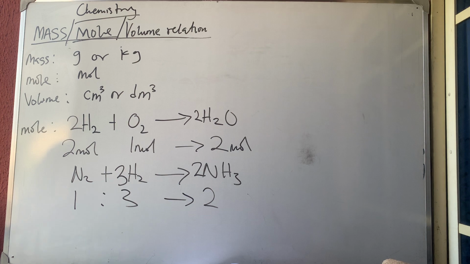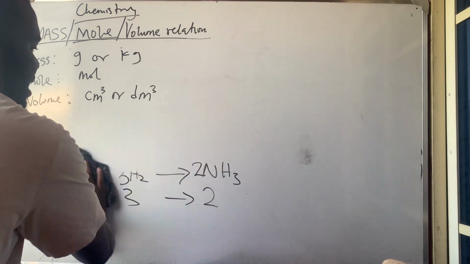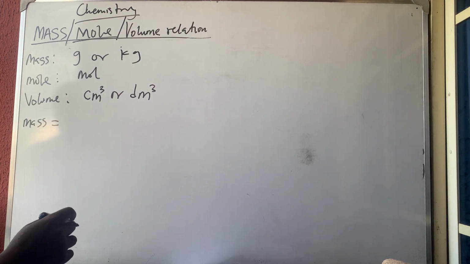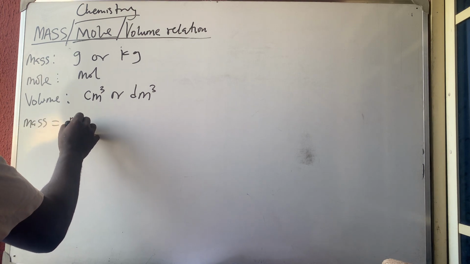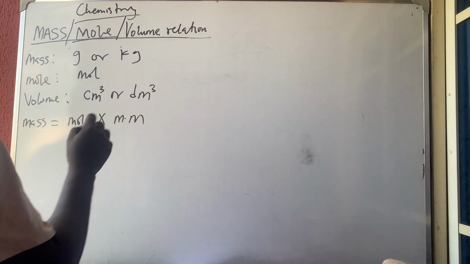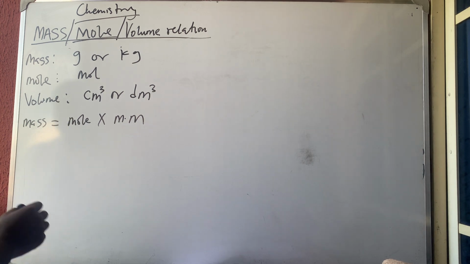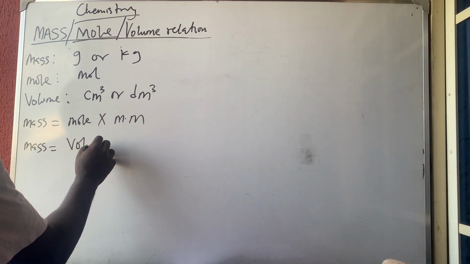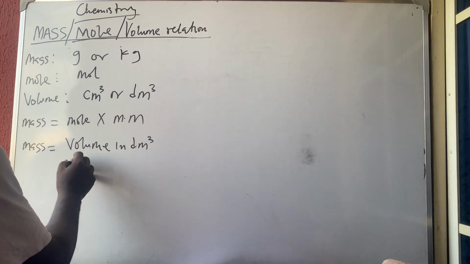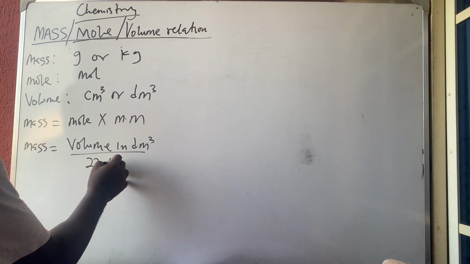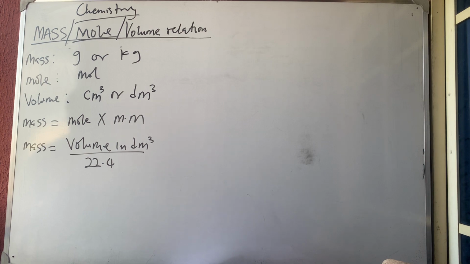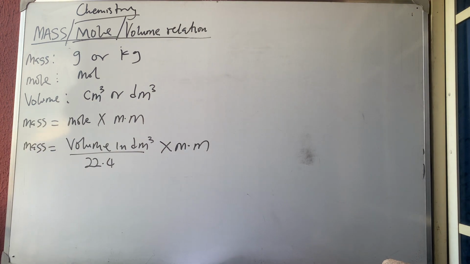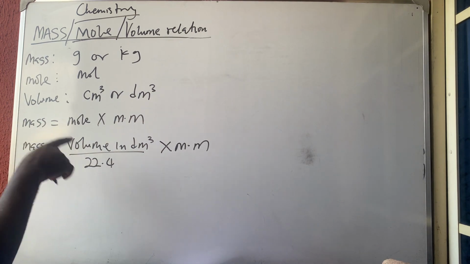So that is that. Now let's talk about how to get mass. Mass is the same as mole times molar mass. It will help you to get the mass. Another way you can get the mass is by saying that mass is volume in dm cube all over 22.4, times molar mass. This 22.4 is the molar volume constant. It means that mole is the same as volume over 22.4.